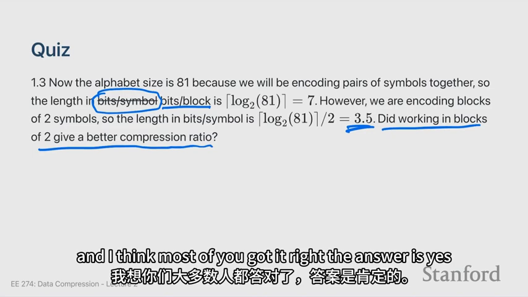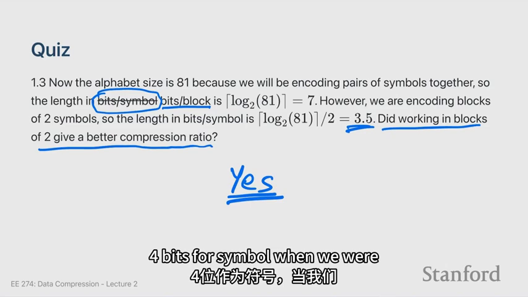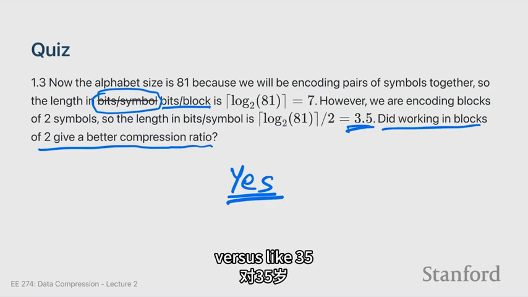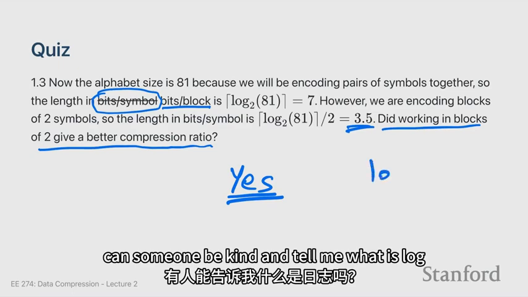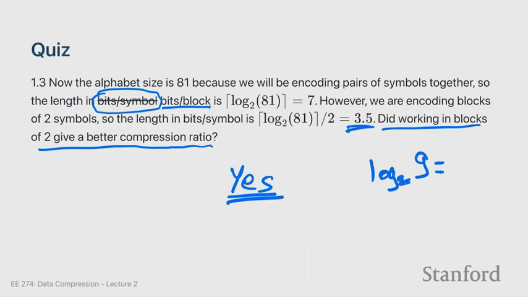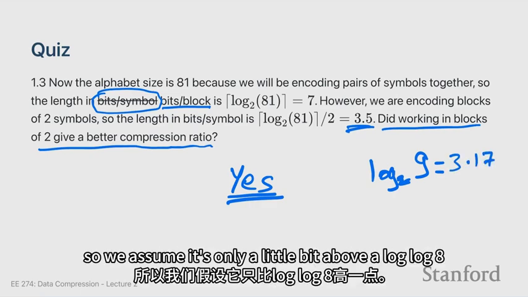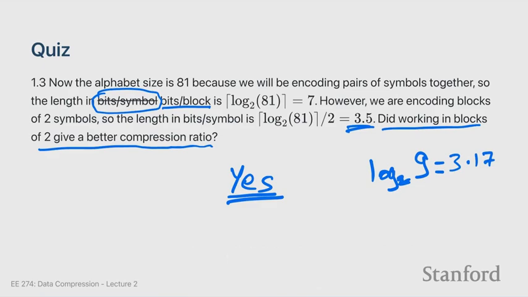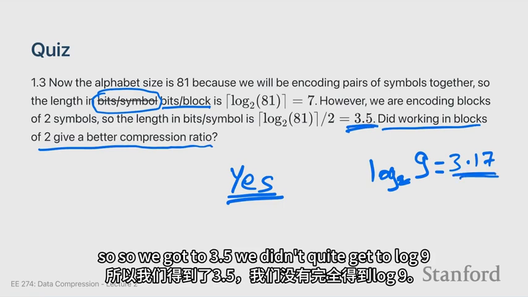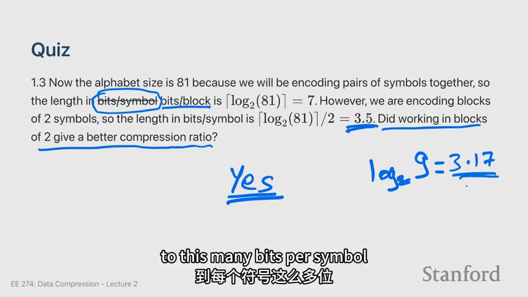I think most of you got it right. The answer is yes, right? So we went from 4 bits per symbol when we were encoding them one at a time to 3.5. I wanted to do this. Can someone be kind and tell me what is log 9 base 2? I just want to see how close we got to that. Okay. Yeah, 9 is very close to 8, right? So we assume it's only a little bit above log 8, which is 3. So we got to 3.5. We didn't quite get to log 9. Can somebody suggest how I can get even closer to this many bits per symbol?